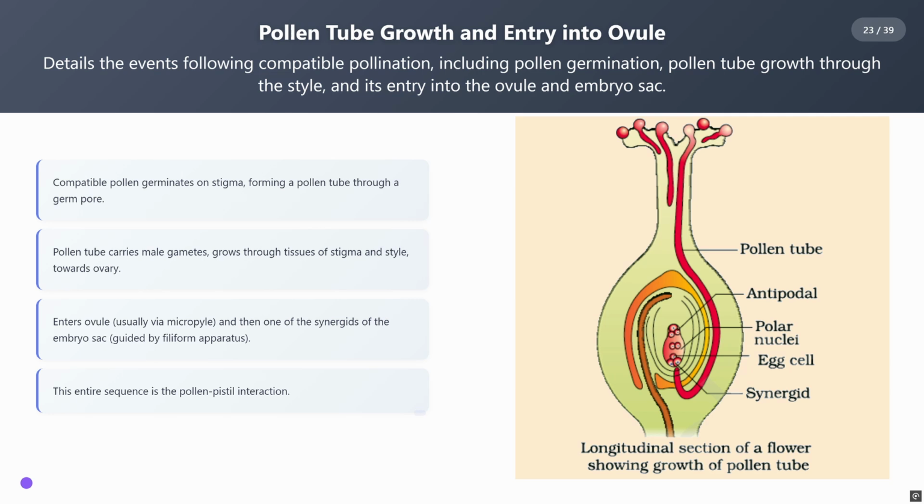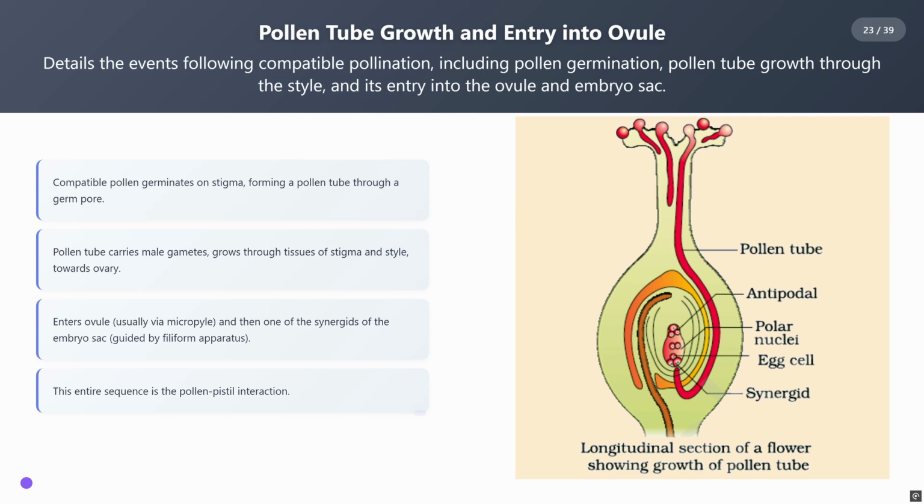Precisely. All these events, starting from the pollen landing on the stigma, its germination, the tube growth down the style, entry into the ovule, and finally reaching the embryo sac, this entire sequence is collectively referred to as the pollen-pistil interaction. Pollen-pistil interaction. Understanding this whole dynamic process is incredibly valuable, especially for plant breeders.